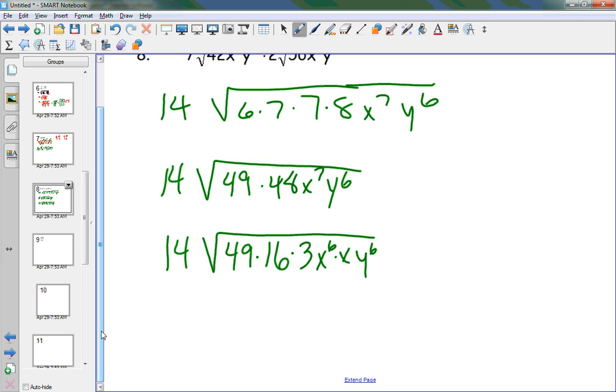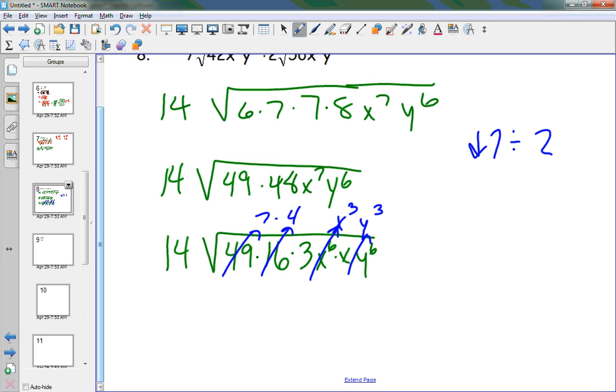Why did we go to x? Because x to the 7 is not divisible by 2. We need a number smaller than 7 divisible by 2. So you multiplied it by x. Gotcha. Square root of 49 is 7. Square root of 16 is 4. Square root of 3. Square root of x to the 6 is x cubed. Square root of x. Square root of y to the 6.